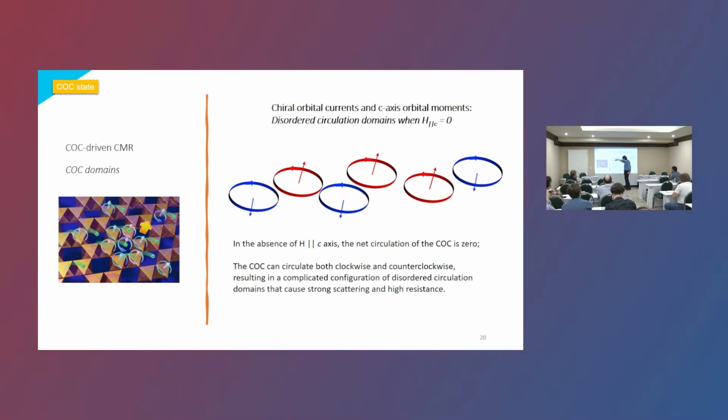Without a magnetic field, the loop currents can run clockwise or counterclockwise, and then generate a moment that points in opposite directions. So you can see this as a domain. Once you have so many domains, when electrons are going through, there's so much scattering that it generates high resistance. That's why this material is basically an insulator. So this is when the magnetic field is zero, so we have disordered circulation domains.